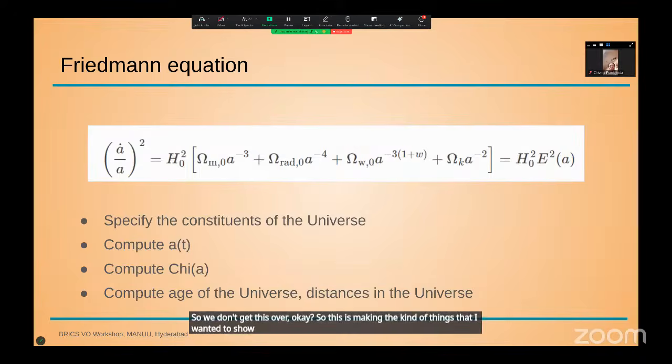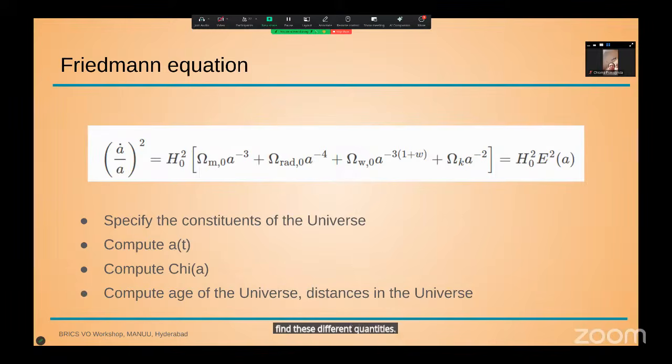So let me just flash the equation that we use. If you look at A dot over A the whole square, it turns out to be H naught square times these different quantities. Let me explain all of these quantities to you and what they mean.